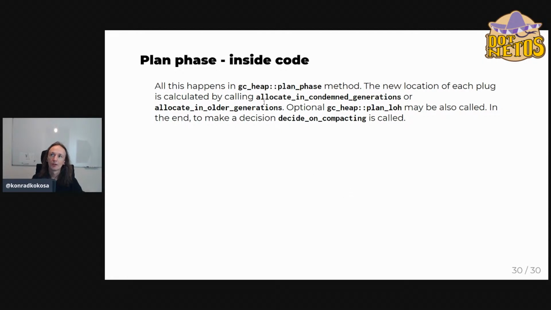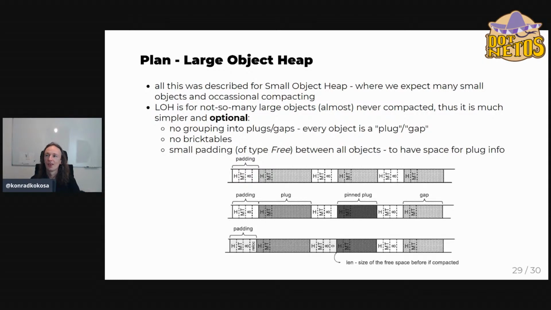Two most important methods are the allocator ones, so the ones that are finding the relocation offset for your plug, and the optional plan large object heap, which is called only if you force it or if the GC forced it. And then the decision on compacting that you can look at also, to see whether we would like to compact or not, mostly based on the fragmentation, but I will not cover that here because it is just comparing some numbers and heuristics.